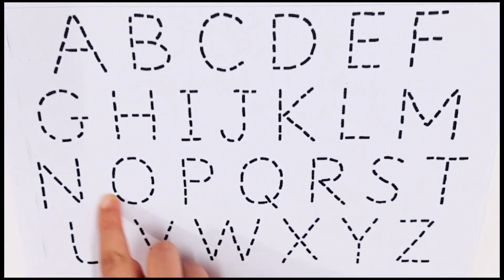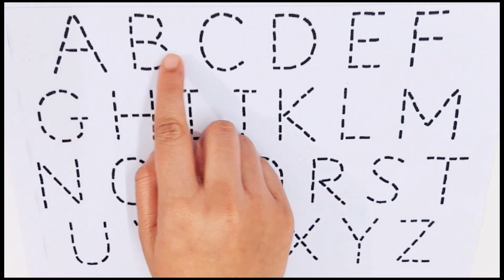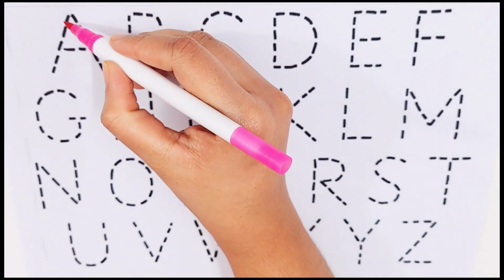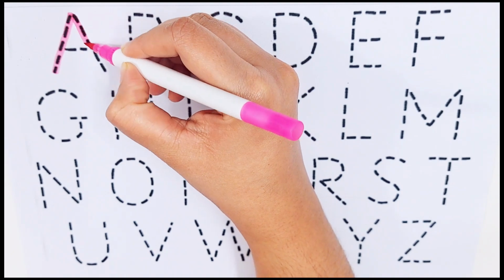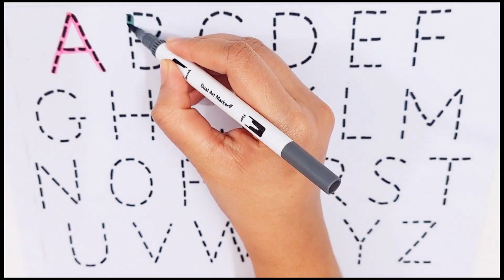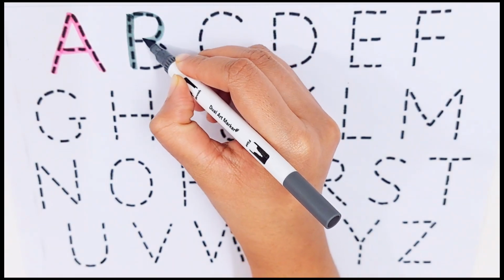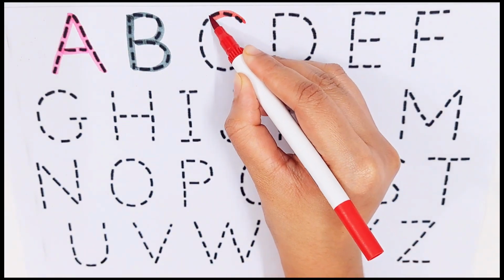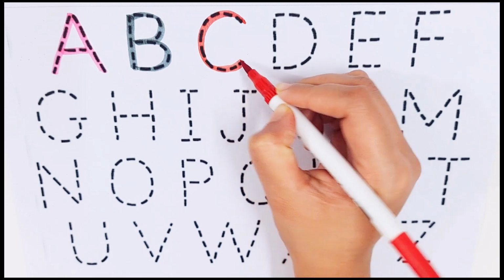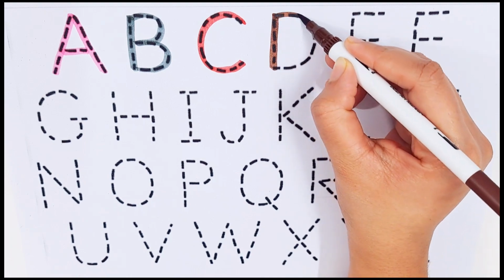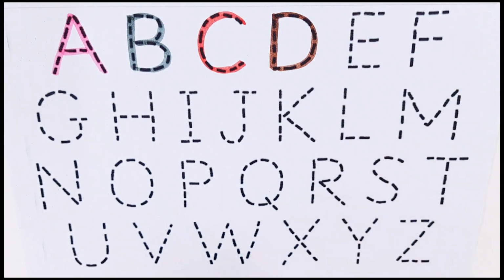Let's try to learn some alphabets. A, B, C, D. A for apple. B for birds. C for cot. D for dolphin.